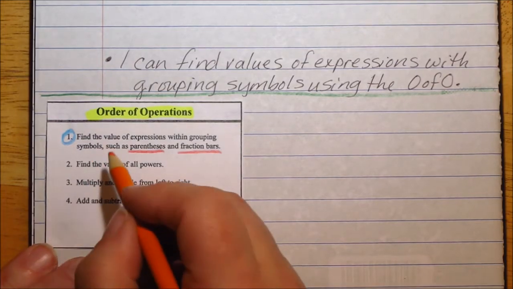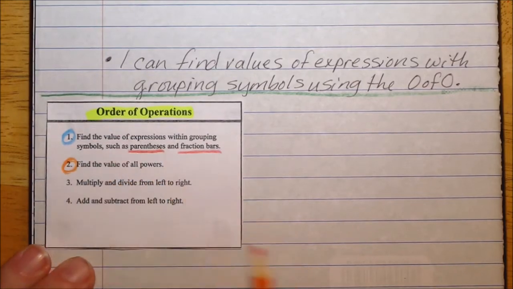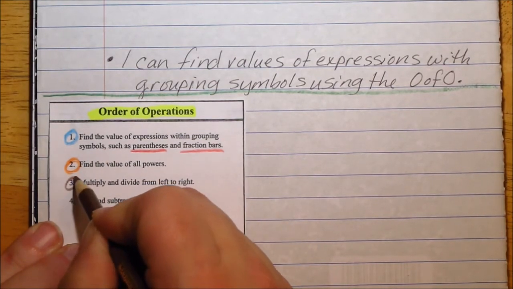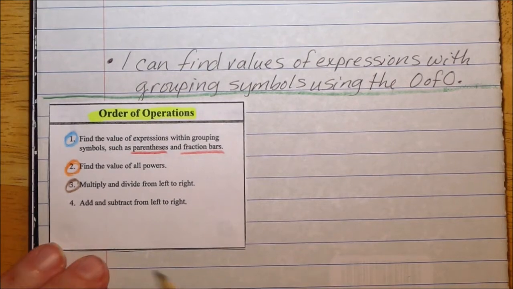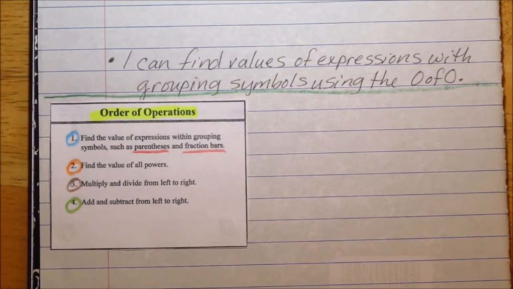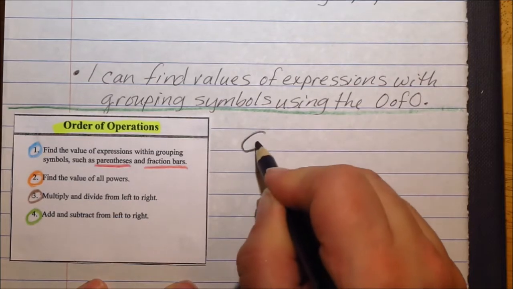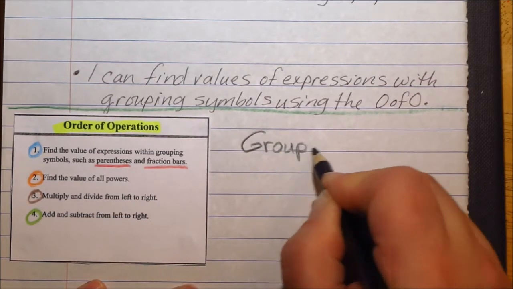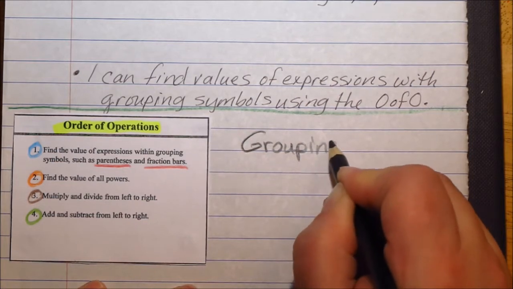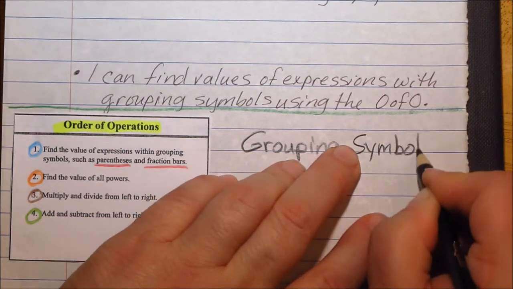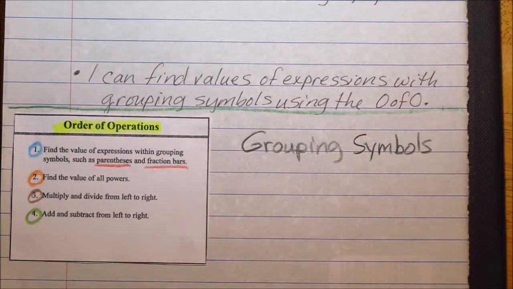Step 2, find the value of all powers. We've been learning that in the last 2 lessons. Step 3 then is to multiply and divide left to right. And the final step is to add and subtract left to right. Okay? All right, so talking about grouping symbols real quick, we're going to write a note over to the side here. Grouping symbols. In this lesson, they'll look 2 different ways.